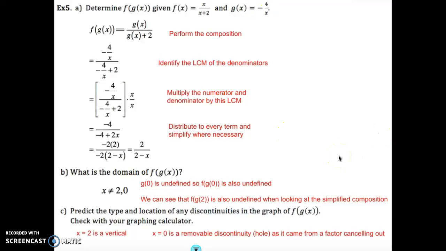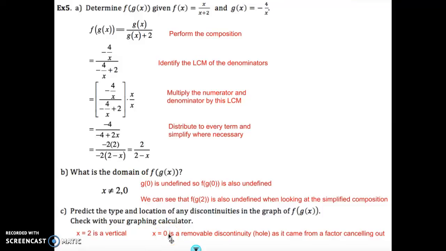When we start to make predictions about the location and type of discontinuities in the graph of f of g of x, well, this here looks like quite a simple rational function. If we were to identify the discontinuity by paying attention to this denominator, I'm sure we'd all come up with x equals 2 as a vertical asymptote. So what's going on at x equals 0?